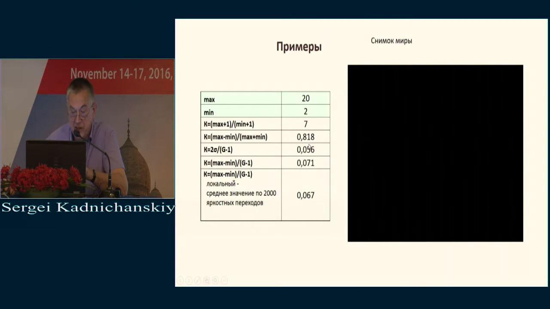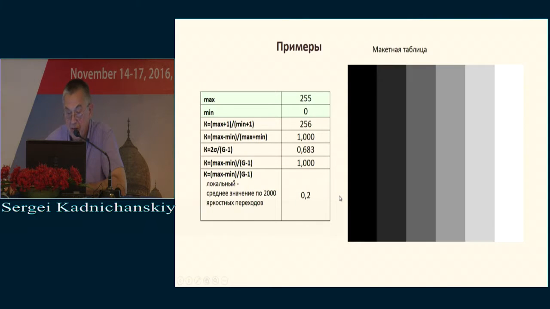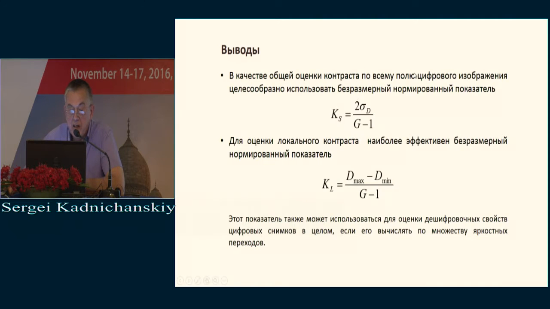Same mirror, but with very low contrast, and the indicators adequately reflected. So this is a maquette table, which is interesting because the step of this table is the same between these steps. That's why the local contrast value is small and general contrast is very high, both for standard deviation and for the maximum value.